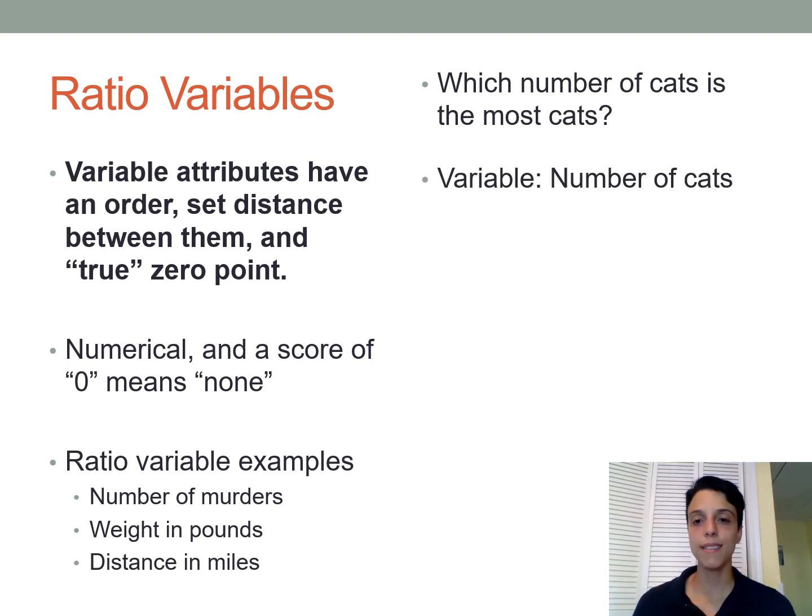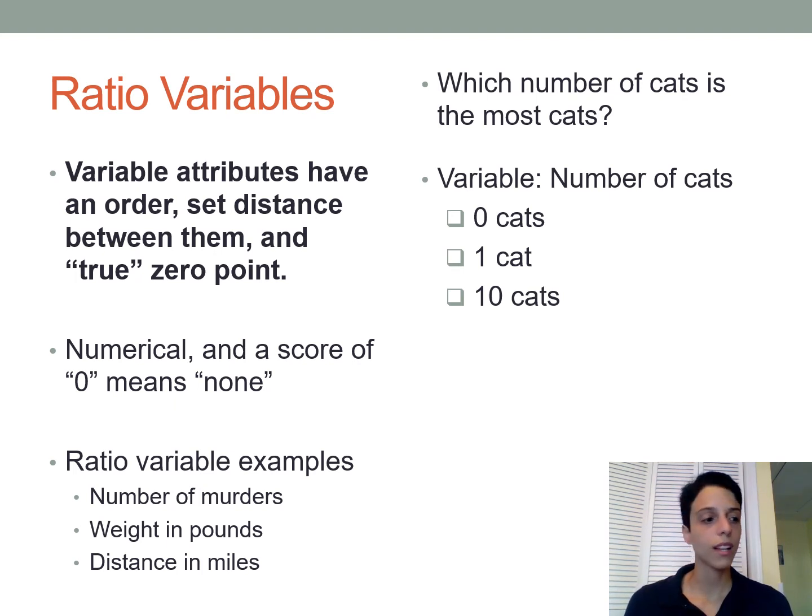So our variable is number of cats. And a couple of possible attributes that this variable could take on would be 0 cats, 1 cat, or 10 cats. And we can absolutely say that these different attributes can be put in order. And again, these are not all the possible attributes that the variable could take on. This is just a selection of them to see whether we could put them in order. And the answer here is yes. 1 cat is more than 0 cats, 10 cats is more than 1 cat.